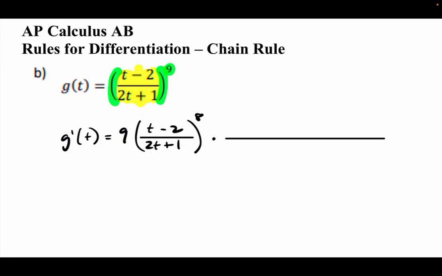So low, 2t plus 1, times the derivative of the high. The derivative of the high, what's the derivative of t minus 2? It's just 1, yeah. Minus the high times the derivative of the low. What's the derivative of the low going to be? Just 2, yeah. Over the low squared.